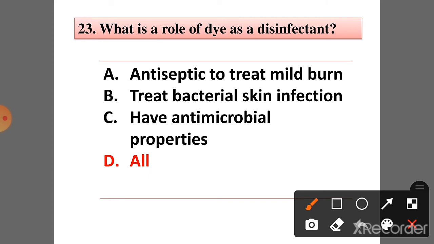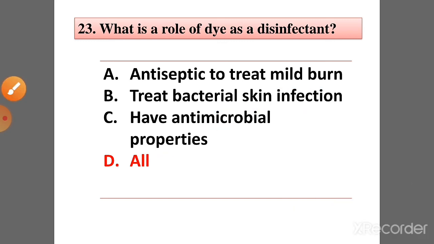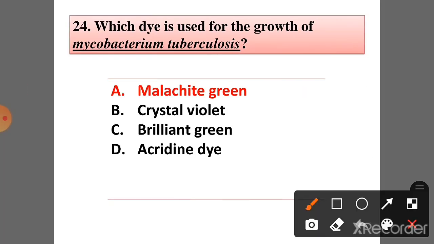Question 23. What is the role of dye as a disinfectant? Option D, all. Antiseptic to treat mild burn, treat bacterial skin infection and have antimicrobial properties. Question 24. Which dye is used for the growth of Mycobacterium tuberculosis? Option A, malachite green.